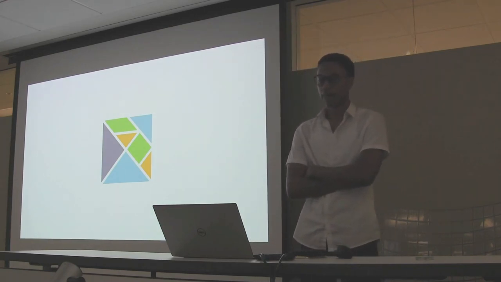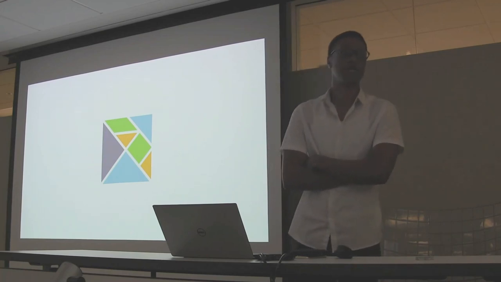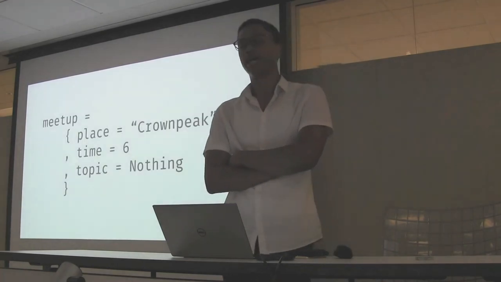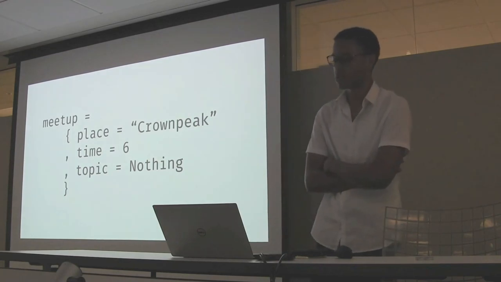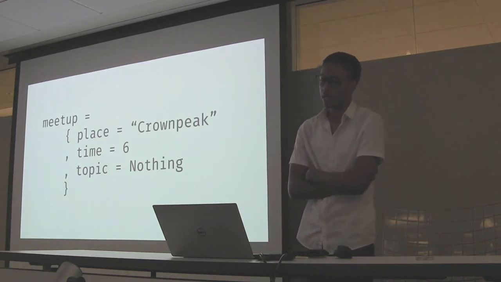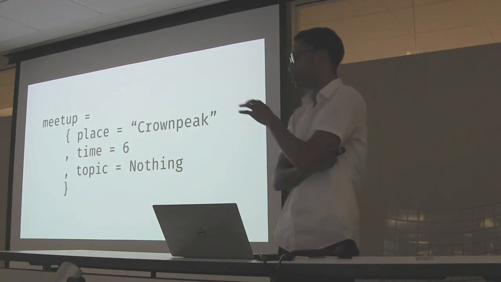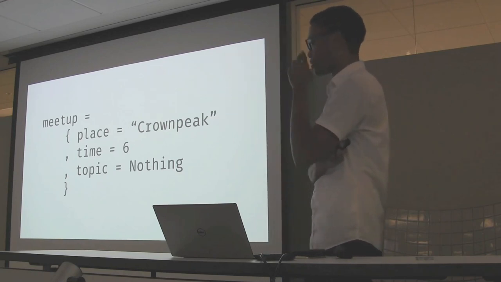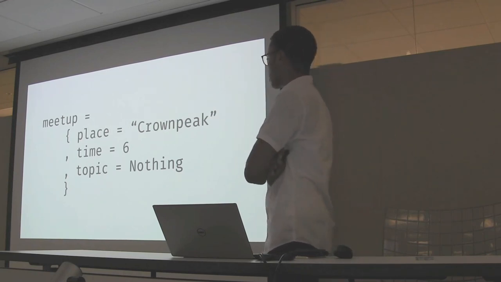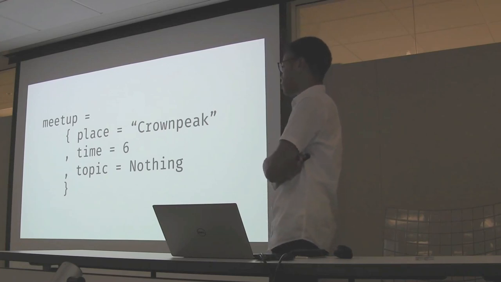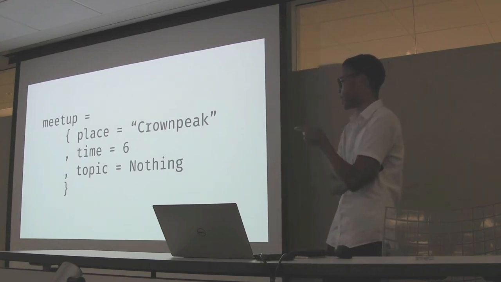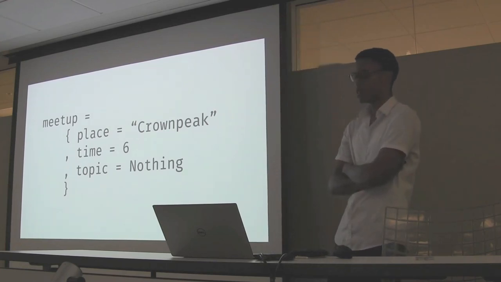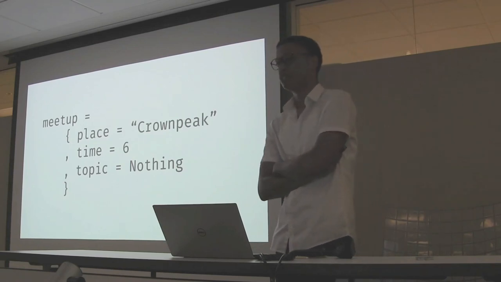So I'll show you a little bit of Elm. This is how we define a record, it's called in Elm. It's pretty close to a JavaScript object. Place, so meetup is a constant. Everything in Elm is a constant, so you don't need let or var. But meetup is a constant, so meetup.place is a string, meetup.time is an int, and then meetup.topic is a maybe.